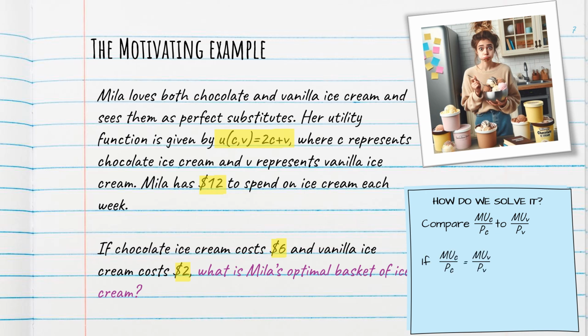There's one more situation we have to consider, and that is what happens if the marginal utility of chocolate ice cream over the price of chocolate ice cream is exactly equal to the marginal utility of vanilla ice cream over the price of vanilla ice cream. If this is the case, then any basket on the budget line, C times PC plus V times PV equals I, will be optimal. Why?